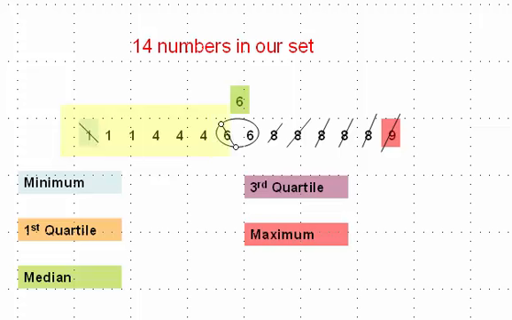Sorry, I should have included this first 6 in the median, since the median is actually the average of these two numbers in the middle. I should include this one too. Alright, let's continue to cross out. Okay, so we have found the median of this first half. And it's 4. That's the first quartile.